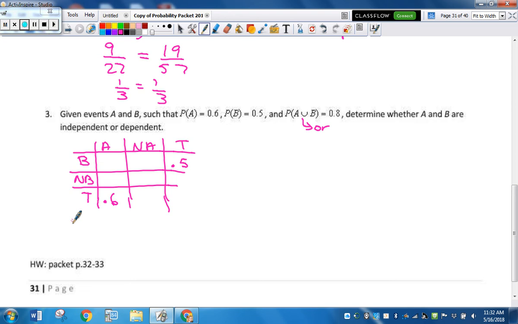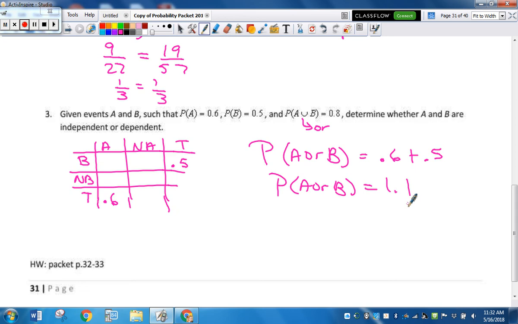So the probability of A or B, right now, looks like it would be 0.6 plus 0.5. So the probability of A or B would be 1.1. Does that make sense? No, because they're telling me the probability is 0.8. So what does that mean for me? They're not mutually exclusive. Do you guys agree? Right? There's overlap. How much overlap? How do I know how much overlap there is? Subtract them, right? So if I subtract them, 1.1 minus 0.8, that tells me that there's 0.3 that they both have. So where's 0.3 going in my chart? For both.